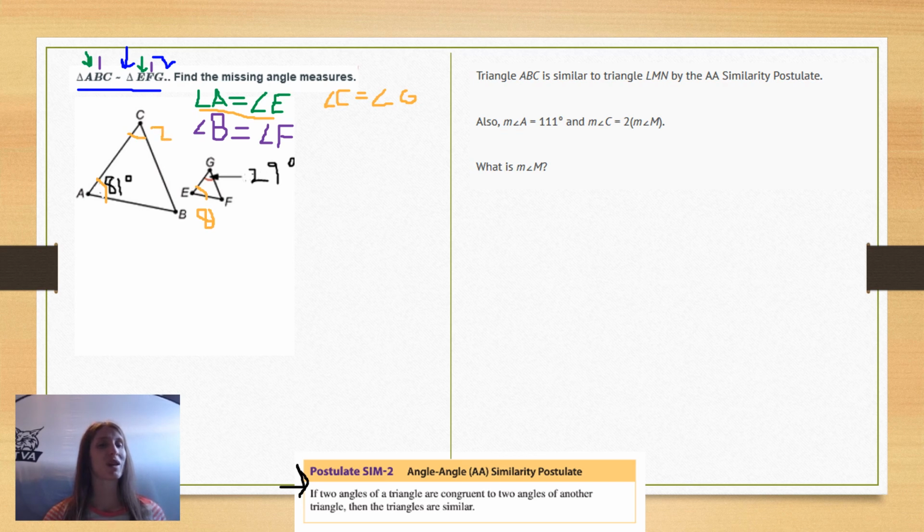Knowing this idea and having the definition of a triangle saying that all the angles add up to 180, we can take 180 and subtract the two angles that I know, and I will have the third angle. So I go 180 minus 81 minus 29. The answer to this is going to be the answer to angle B, which is also the answer to angle F because they are congruent. Let's go ahead and do that.